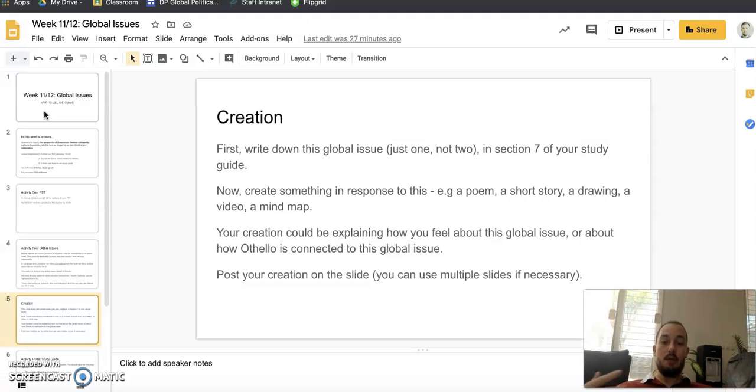And all you have to do is post your creation on the slide for section 7. If you need obviously multiple slides, that's fine. This should be something fun. I want you to do something creative. You've got the freedom to basically do it in whatever form you want.